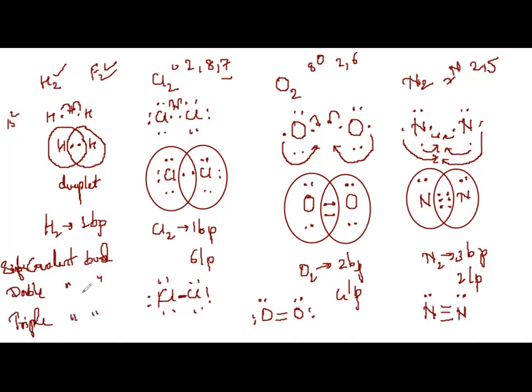So in covalent bonds, we have 3 types: single, double, and triple covalent bonds. A covalent bond formed by mutual sharing of 1 electron pair is called a single covalent bond, and it is represented by a single dash. A double covalent bond is formed by mutual sharing of 2 electron pairs, and the bond formed by mutual sharing of 3 electron pairs is called a triple covalent bond.